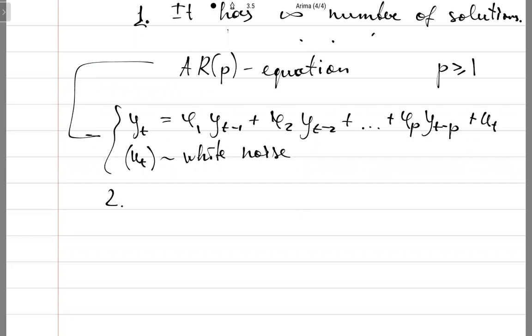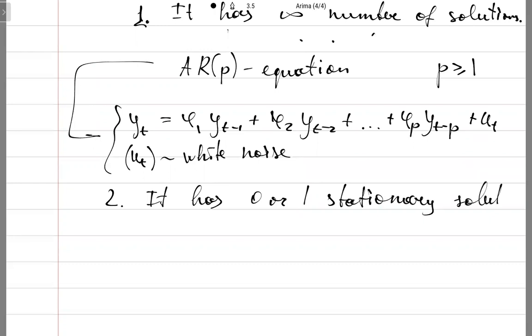Okay, so almost all these solutions are non-stationary. It has 0 or 1 stationary solutions. Almost, if I consider that solutions are equal if they are almost surely equal, is considered as the same solution.